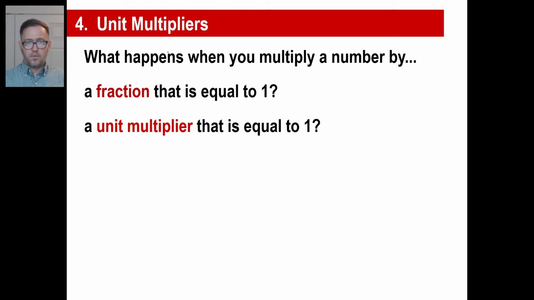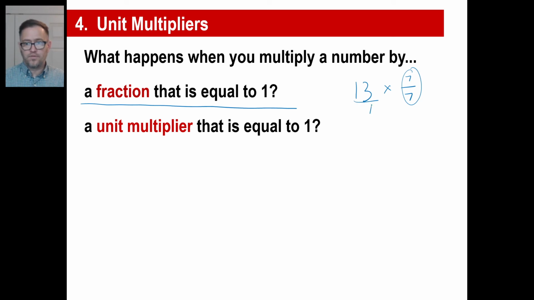What happens when you multiply a number by a fraction that's equal to 1? In other words, let's say you have a number 13. Now I multiply this by a fraction that equals 1. What's the answer to that? What's 13 times 7 over 7? The answer is 13, right? Because 7 divided by 7 is 1. 13 times 1 is 13.